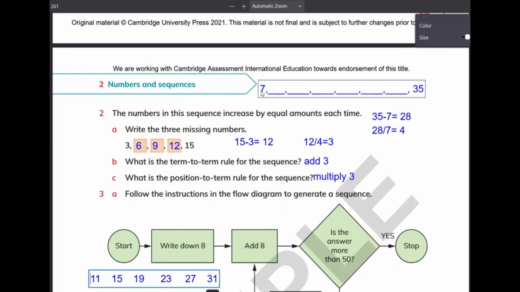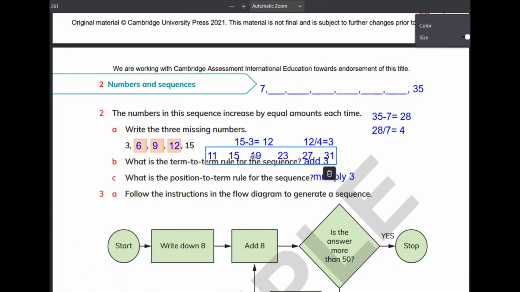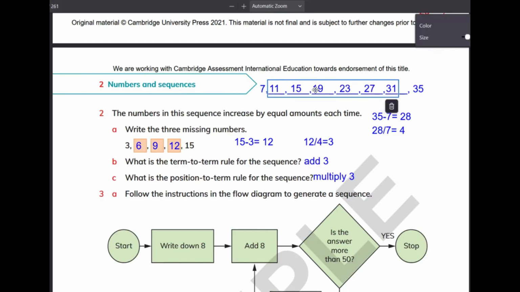Then you keep adding. 7 plus 4 is 11. 11 plus 4 is 15. 15 plus 4 is 19. 19 plus 4 is 23. 23 plus 4 is 27. 27 plus 4 is equal to 31. And 31 plus 4 is equal to 35. This is how to find the missing numbers.